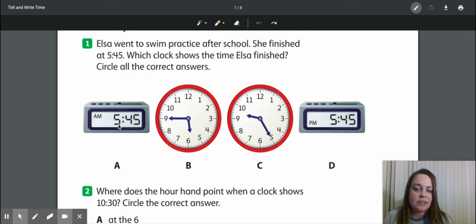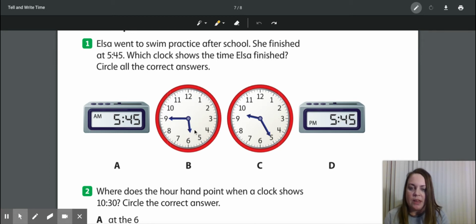So let's look at A. The digital clock says 5:45, but I notice in the corner it says AM. So that cannot be swim practice after school. That might be swim practice before school, but not after school. Let's look at B. On an analog clock, there's no way to tell whether it's AM or PM. So if the clock reads 5:45, we're going to go with that answer.